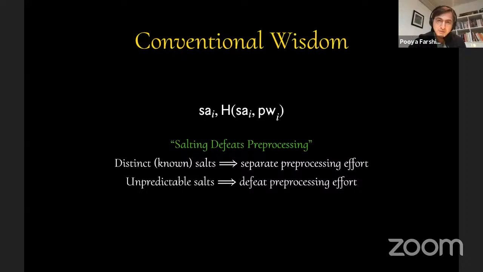The conventional wisdom here is that if you salt your passwords, so if you have a public salt and you hash your password with the salt, which is publicly available, then this is going to defeat pre-processing. Essentially, if these salts are distinct, it leads to some sort of domain separation for the hash function, so the adversary needs to do pre-processing for those hash functions differently. And if the salts are unpredictable, then the hash function that you're going to use is unpredictable, so it's going to completely defeat pre-processing.